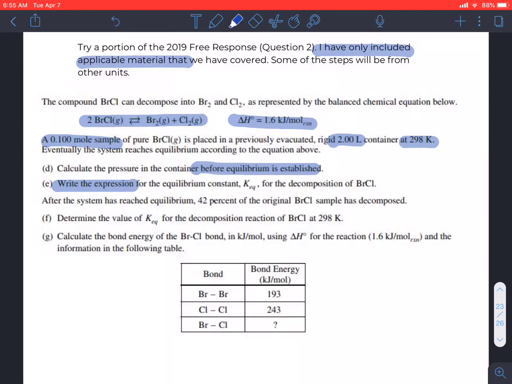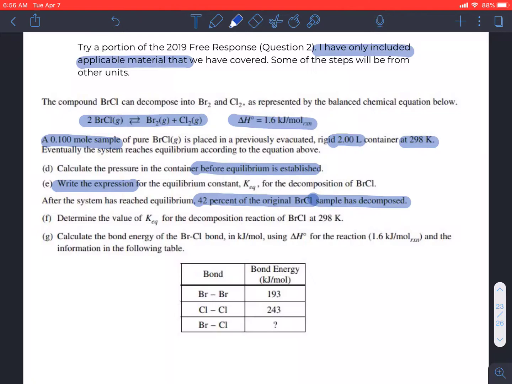You can either write K equilibrium, which is basically Kc, K with concentrations, or Kp. And we'll talk about that a little bit in a minute. After equilibrium has been reached, 42% of the original BrCl sample has decomposed. So F, determine the value of the equilibrium constant for the decomposition, and then G, calculate the bond energy of the BrCl bond in kilojoules per mole using the delta H of the reaction.